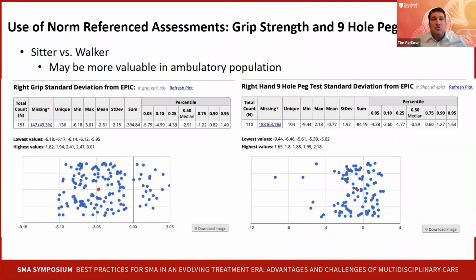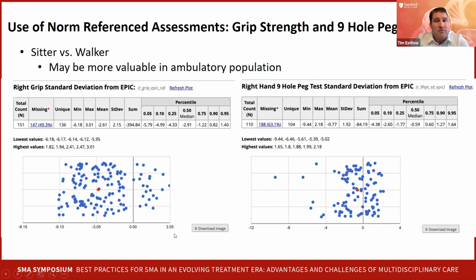So how else can we use norm-referenced assessments that we're all very familiar with? I'm sure every OT does grip strength, 9-hole peg test. These are very standard issue things that have been done in the OT world, the neuromuscular world for a long time. You know, I kind of downplayed the importance of some of the strength testing in the sitter population yesterday in terms of capturing the force production, because I think there may be a more valuable way of doing that, looking at range of motion. However, it's very different when you look at this population. So again, based on the phenotype of your patient, you really need to decide what measure is going to best capture where they are and track their change over time.